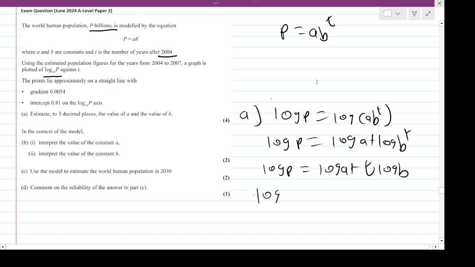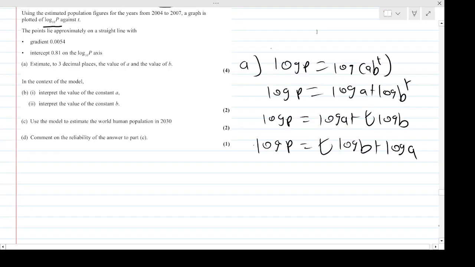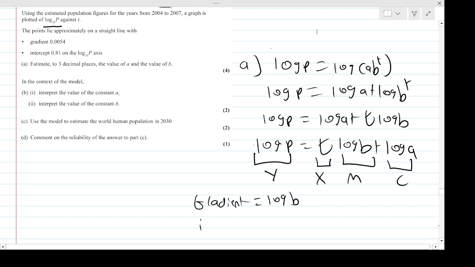and then I can rearrange a little bit to log p is t log b add log a, and then recognize it's another straight line. And so this is log p, that's sort of your y, right? T is, well, just t, that's sort of your x. Then log b is going to be the gradient, right? mx, and then this will be the intercept c. So we can read off from here that the gradient again is going to be log b, and the intercept is log a.